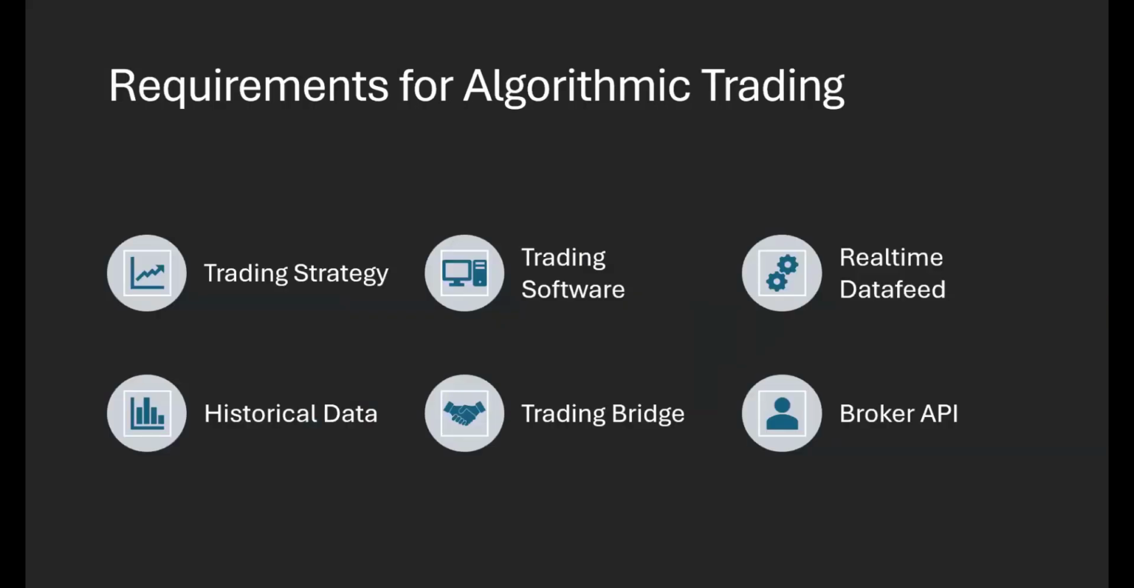Now, here are some of the basic requirements for algorithmic trading. Of course, we need a trading strategy. It could be a trend following strategy, mean reverting strategy, pair trading, or any kind of trading. It could be a single-leg option strategy or a multi-leg option trading strategy. And then we need a trading platform or trading software, something like Amibroker or TradingView, or even Python.